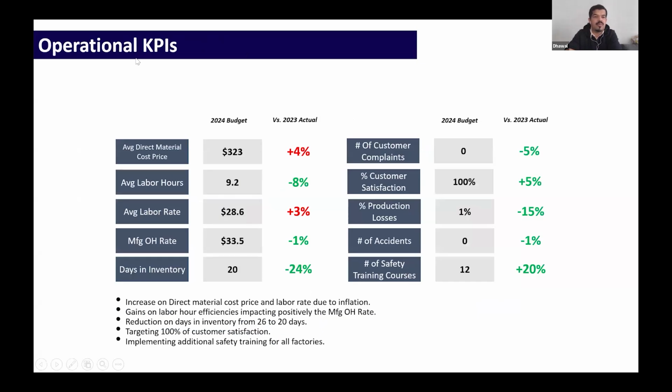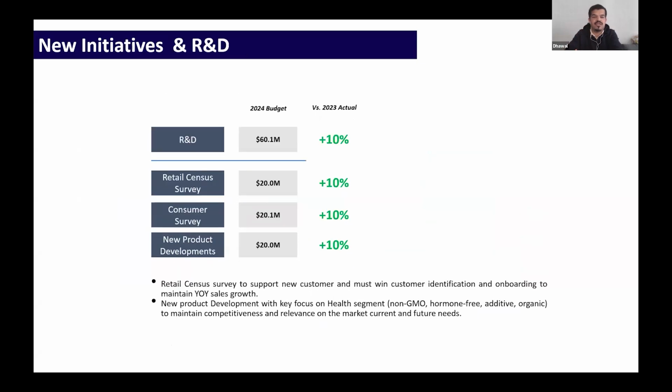Okay, again, explanations about operational KPIs. What is my average direct material cost, labor cost? All of these different kinds of cost components will be decoded and then presented to the management. What are the new R&D initiatives that we are taking, right?